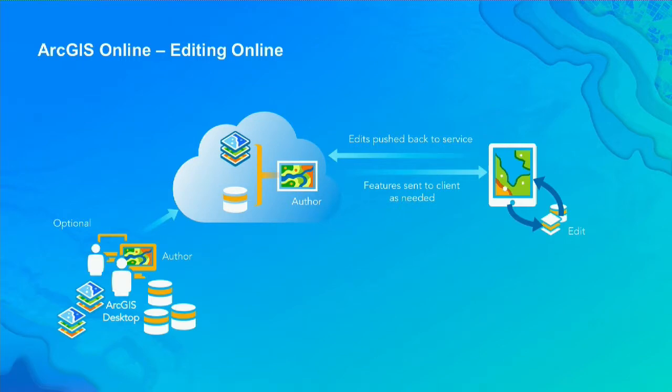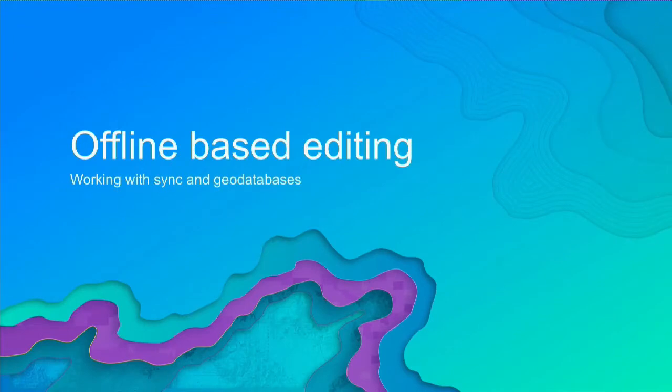So this is the one pattern of working with data in that connected way and editing online. And the key part of that is apply edits to make sure the changes get pushed up. So this is one pattern for working with data online. Now we're going to turn it over to Antti, who's going to talk about editing in offline scenarios.